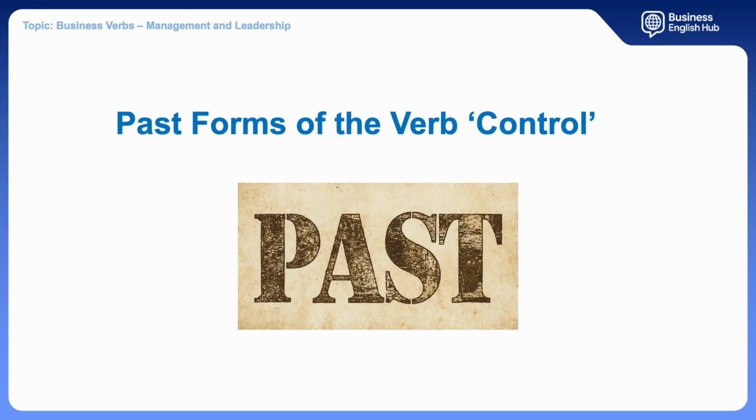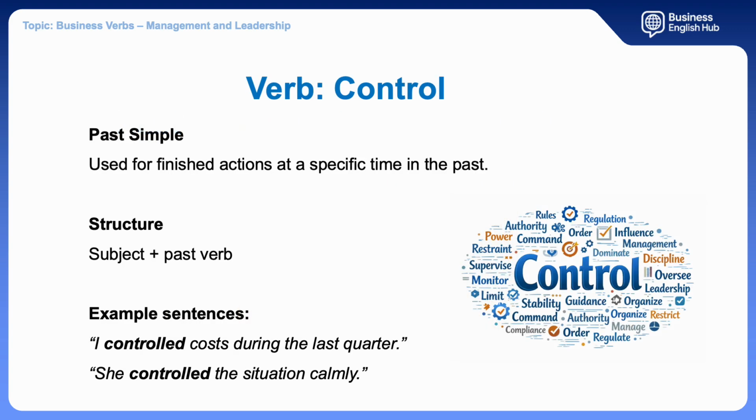We will now look at the past forms of the verb control. The past simple of the verb control is used for finished actions at a specific time in the past. The structure is subject plus the past verb. Example sentences include: I controlled costs during the last quarter. She controlled the situation calmly.